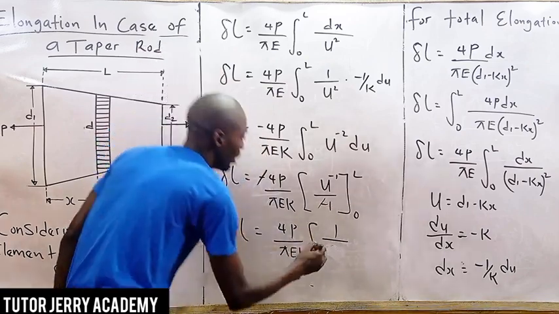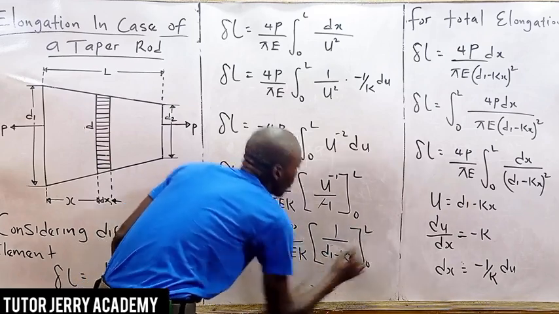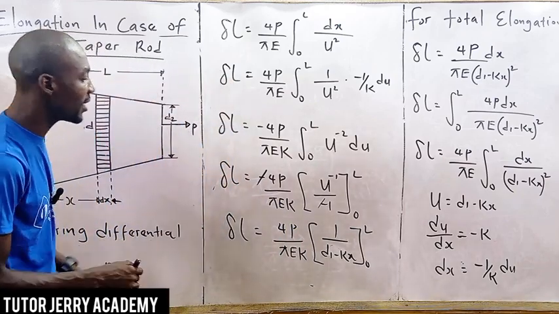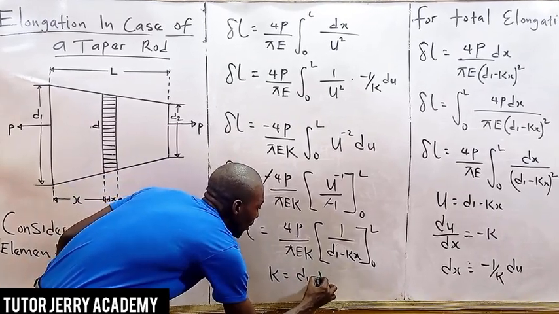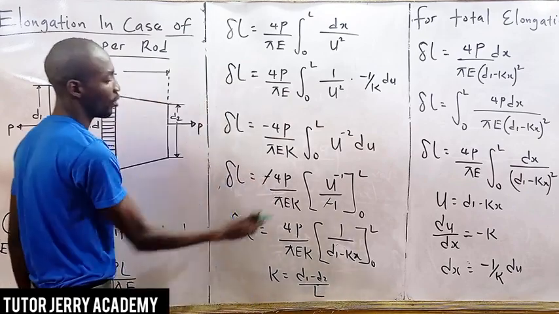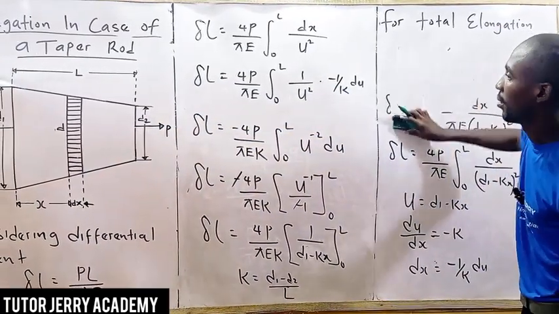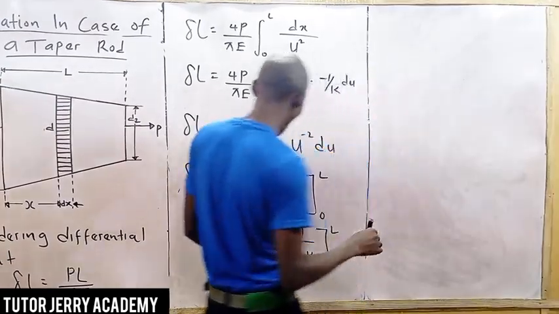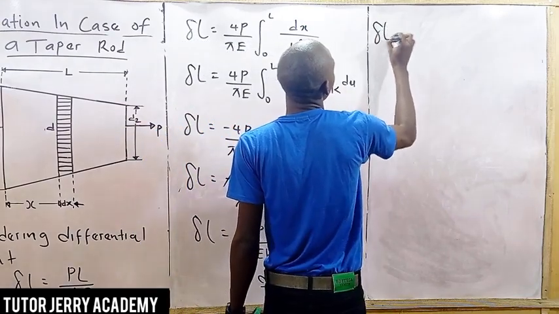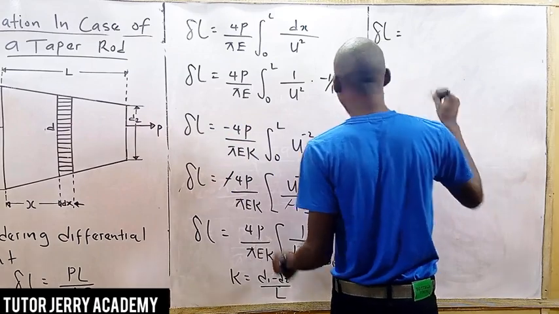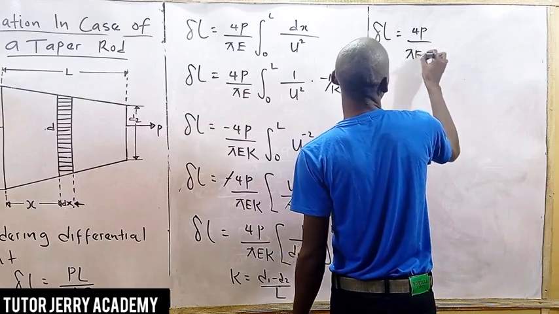u is nothing but D1 minus ks. Then we integrate from 0 to L. But don't forget, we already said our k is equals to D1 minus D2 all over L. So we are going to substitute this here. So by the time we substitute for our k, we are going to have our total elongation to be equals to 4P all over pi E into k.